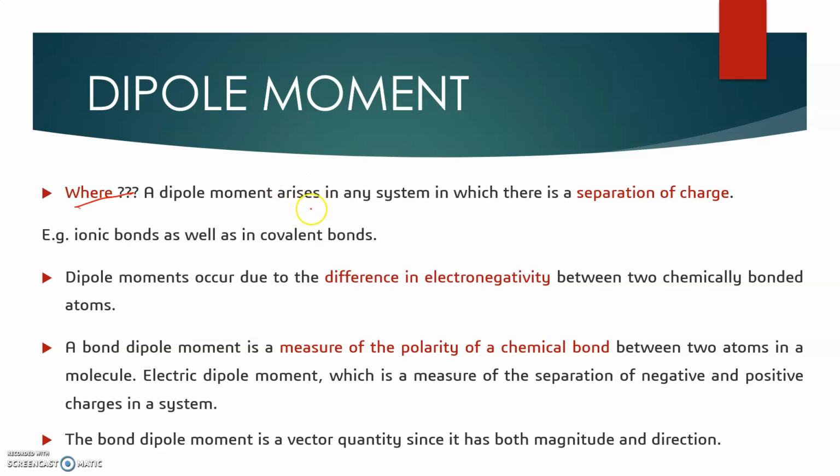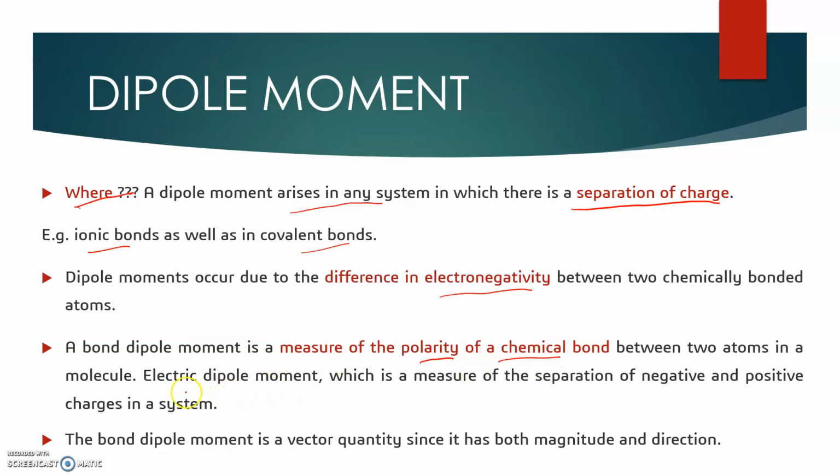A dipole moment arises in any system in which there is a separation of charge. That is, wherever charges are separated, there is a probability of obtaining dipole moment in that system. For example, ionic bonds or covalent bonds. Why do dipole moments occur? They occur because of difference in electronegativities between the two chemically bonded atoms. Thus, the dipole moment is nothing but a measure of polarity of a chemical bond between two atoms.